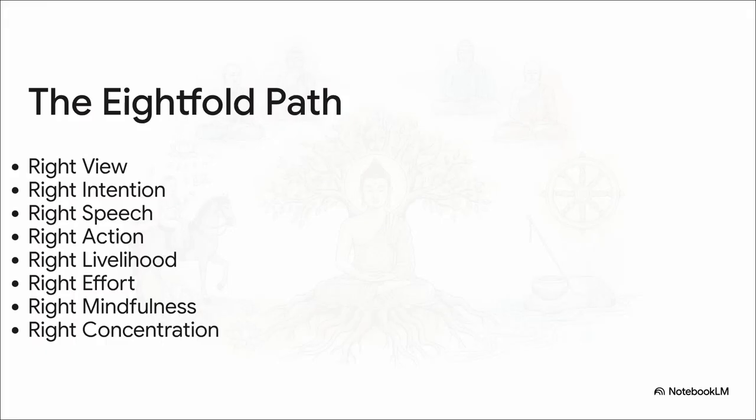And here they are. Now, to make this easier to remember, just think of them in 3 groups. First, there's wisdom. That's right view and right intention, which is all about understanding reality. Then there's ethical conduct, right speech, right action, and right livelihood. These guide how we interact with the world. And finally, we have mental discipline, right effort, right mindfulness, and right concentration, which focus on training the mind. Put them all together, and you've got a complete guide to liberation.